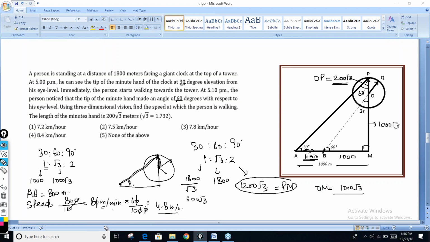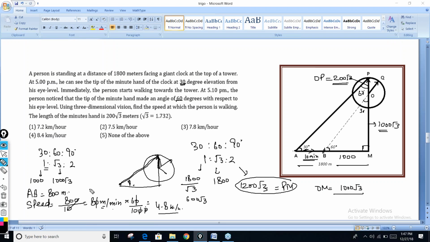But I made some mistake because the answer was, I think, 8.4 kilometer per hour. That is 1800 upon root 3. Root 3 denotes 1800. Look at once more. So 1 will denote 1800 upon root 3, which is 600 root 3. So 2 will be double, which is 1200 root 3. This is 1200 root 3, so this will be 1000 root 3.